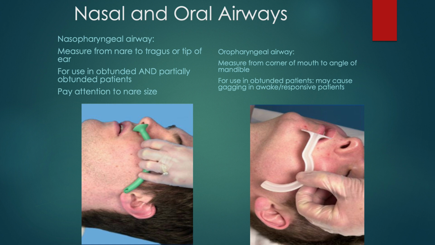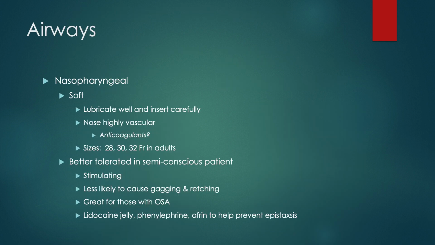If they're clenching their teeth and you can't put in an oral airway, you probably need to give more anesthetic or relax them. Sizes of nasal airways: 28, 30, 32, 34 French. 34 French is gigantic. 30 to 32 in most adults, 30 for women, 32 for men. If they're on anticoagulants, be very cautious. Now, you can use a nasal airway to dilate the nare for a nasal intubation. You can do all sorts of things. Lidocaine jelly is probably my go-to along with some Afrin.